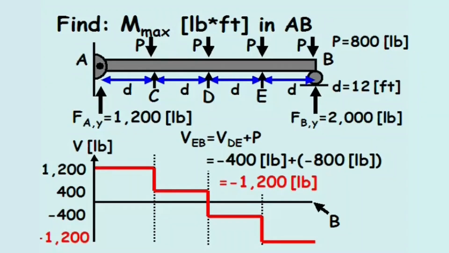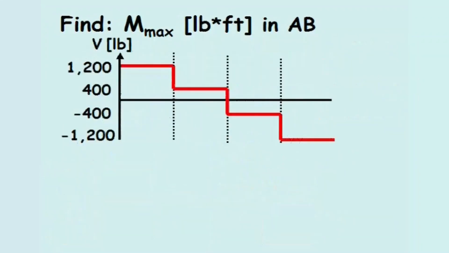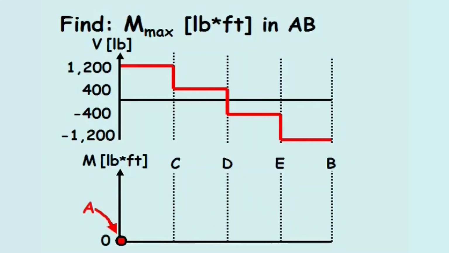Since the problem asks to find the maximum moment in beam AB, we can use the shear diagram to construct the bending moment diagram and identify the maximum moment. Since the shear in the beam is equal to the change in moment along the length of the beam, the moment is equal to the shear times the length along the beam. Since there is no moment in the beam at the pin connection at point A, the moment at point A equals 0.